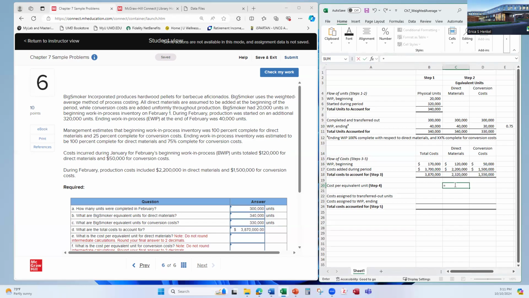So let's see here. We're going to take our C18 divided by C11. So I'm just going to take that. That's our formula there. And I can just copy this right over actually because we have the separate units there. So this is going to be D18 divided by D11 there.